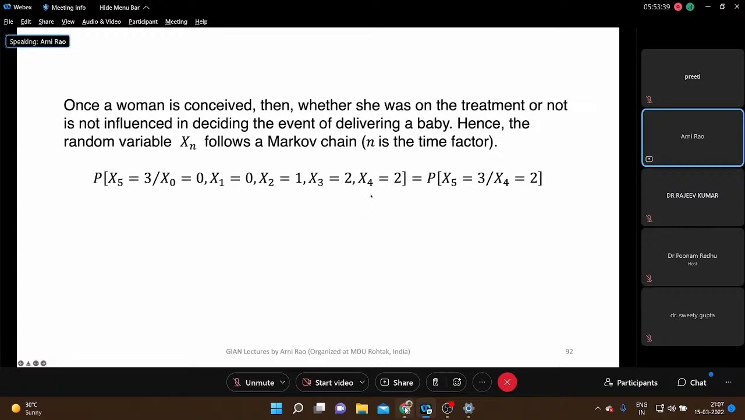Suppose we go to the data and compute a joint distribution of that. That means we have not understood the data properly. If we compute a joint distribution and then get a conditional probability, we won't be able to get a correct probability of delivering a baby, because these all unnecessarily add noise or error to the computation of probability. So we simply compute the probability by taking the conditional probability of X5 equal to 3 given X4 equal to 2.